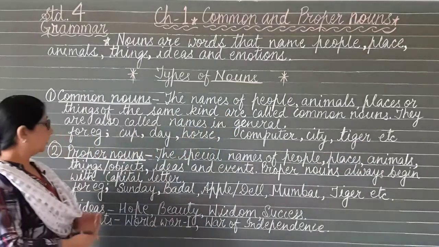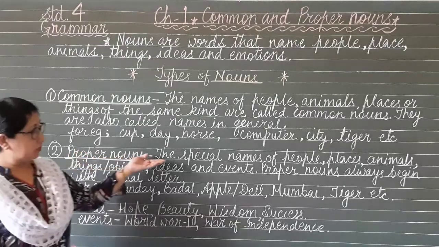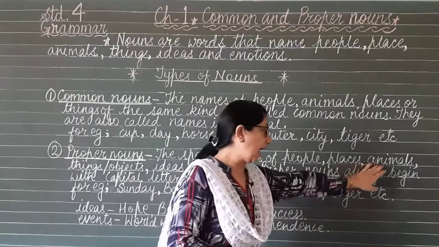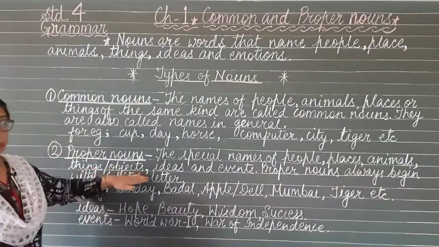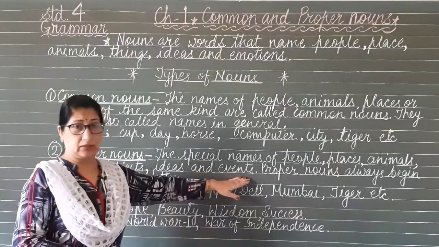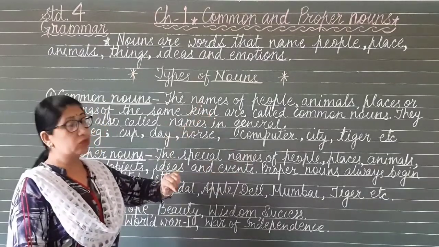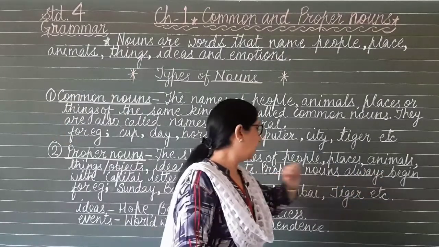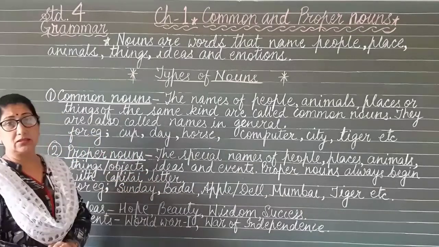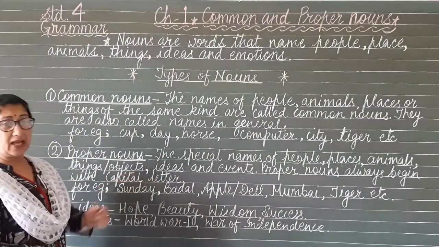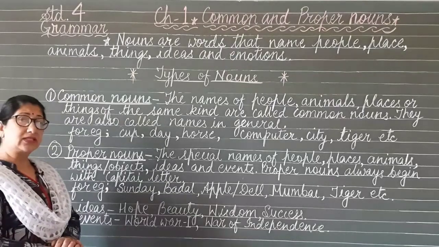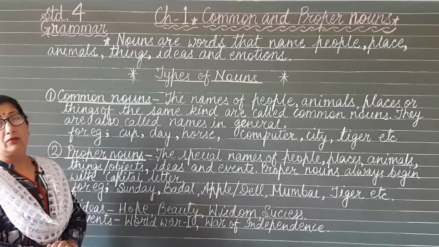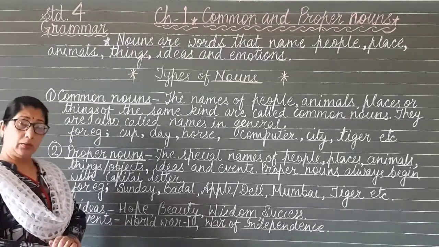Now let us see what is a proper noun. The proper nouns are the special names. The special names of people, places, animals, things or objects, ideas and events. Here we have talked about emotions also and we can talk about events also. Proper nouns always begin with capital letter. This we have already studied in our previous classes, that all proper nouns start with capital letters. So that becomes very easy to identify whether the given noun is a common noun or proper noun.